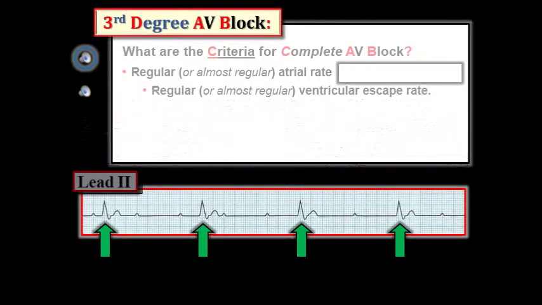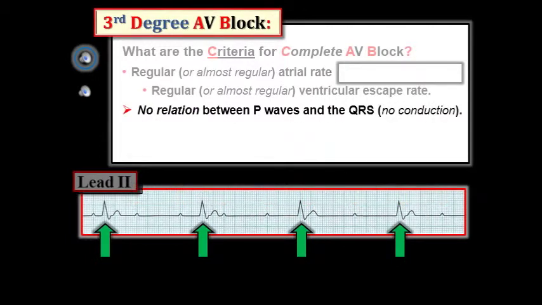So when there is complete AV block, we will usually see both a regular atrial rate and a fairly regular ventricular rate, but no relation between P waves and the QRS because there is no conduction. This will be seen as a continually varying PR interval before each QRS complex. The pearl is that when the ventricular rate of a rhythm with some AV block is not regular, then there is likely to be at least some conduction, which means that the block is probably not third degree.